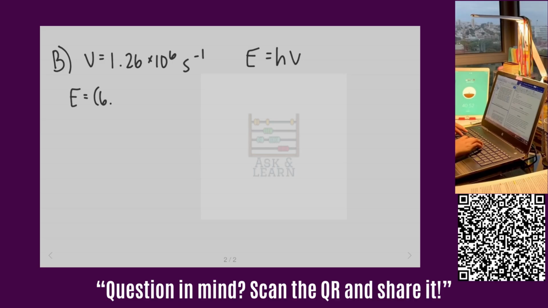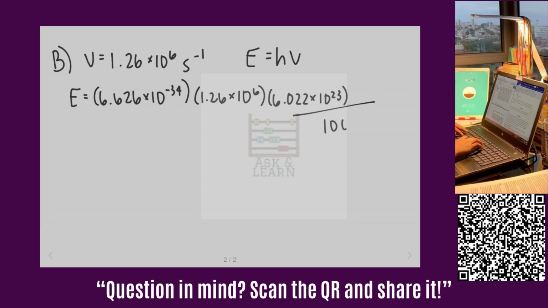So our constant H is 6.626 times 10 to the negative 34th. V, which was given in the problem. And then we already know that we are going to need to multiply that by Avogadro's number, 6.022 times 10 to the 23rd, to get it per mole. And then we are also going to need to divide it all by 1,000 to get it into kilojoules.